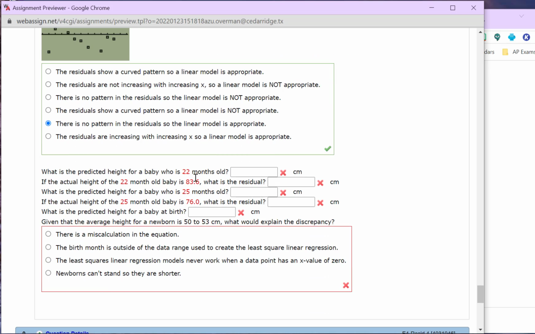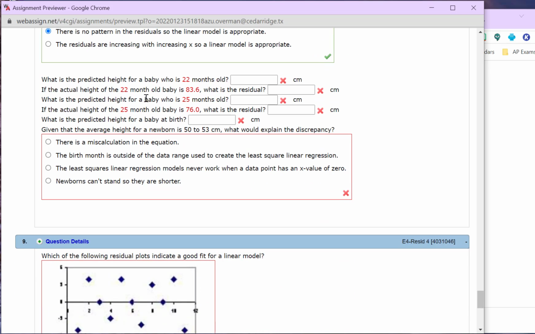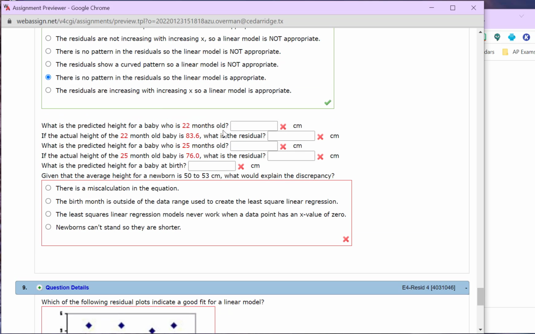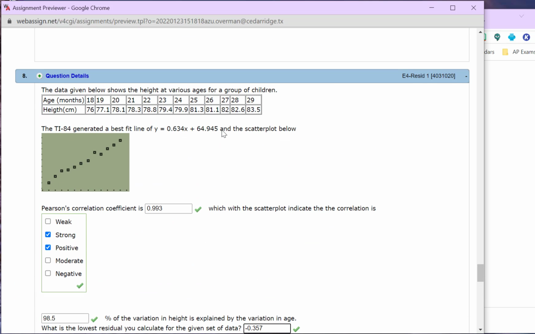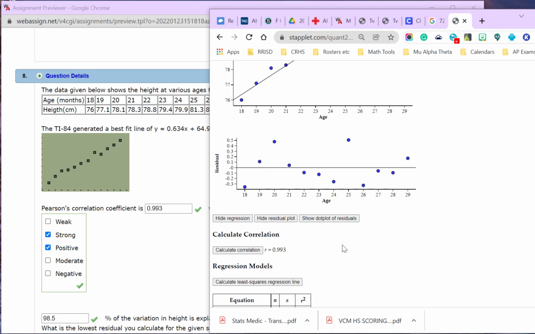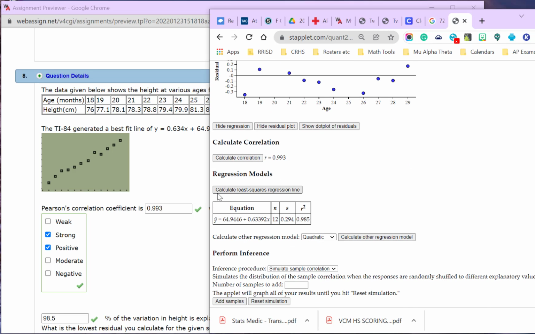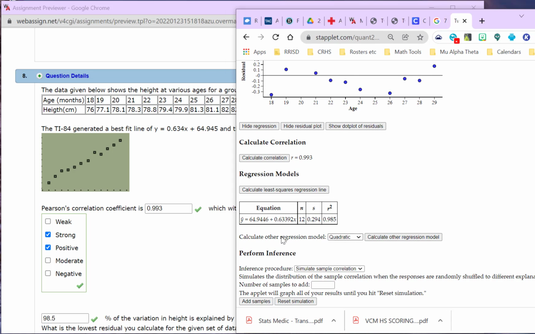All right. And what is the predicted height for a baby who is 22 months old? So we're going to need our slope. Oh, good, I can check and see if there's a typo. Is my equation the same? Let's see. 6.4945. That's right. 0.633. Huh. Oh, I know what probably happened: these numbers were used and that can just shift it a teensy bit, which can be super annoying.